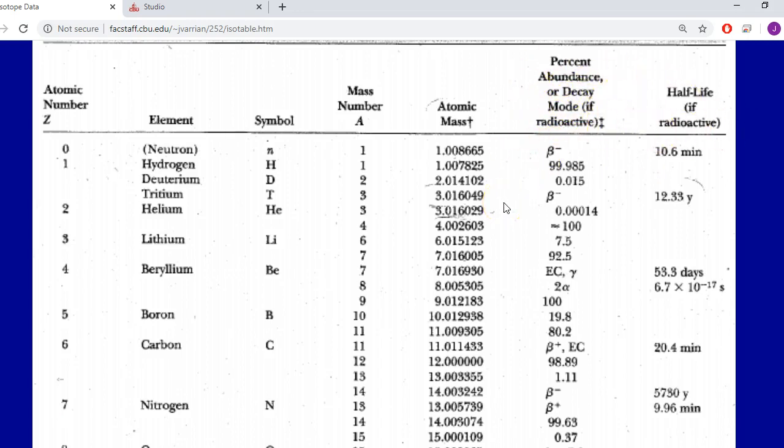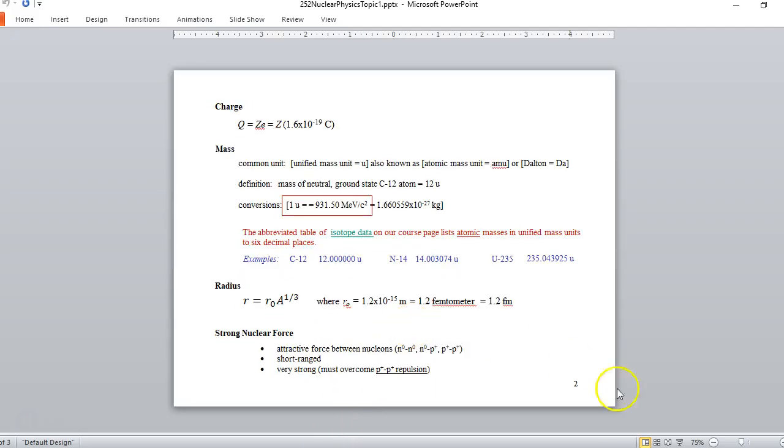So get used to going to this particular abbreviated table from a textbook that we're going to use a lot. Okay, let's go back to the PowerPoint, and let me go screen presentation mode here. The charge of the nucleus, right? That's going to be determined by the number of protons. So you just take the atomic number, the number of protons, multiplied by the fundamental charge.